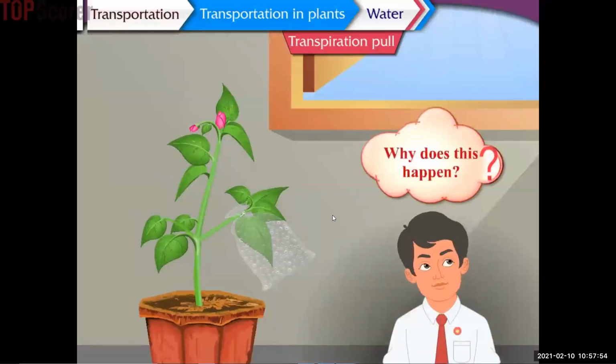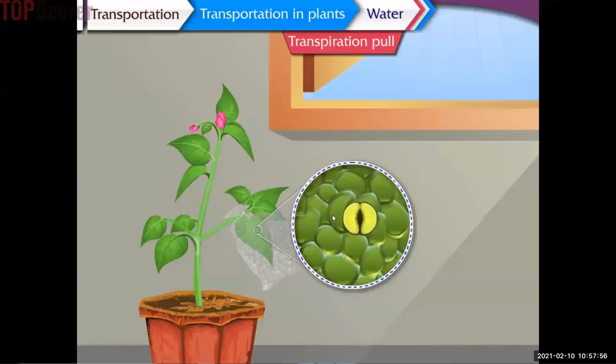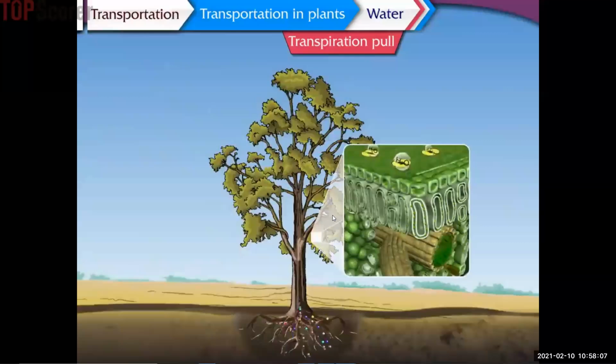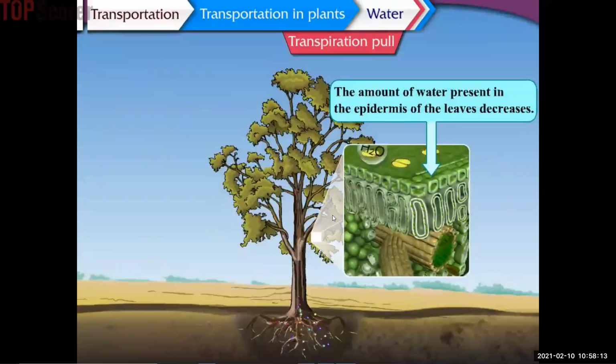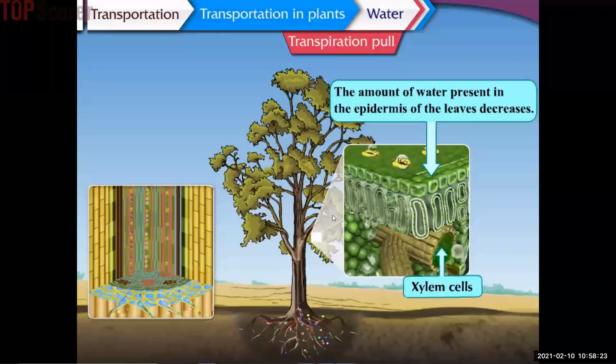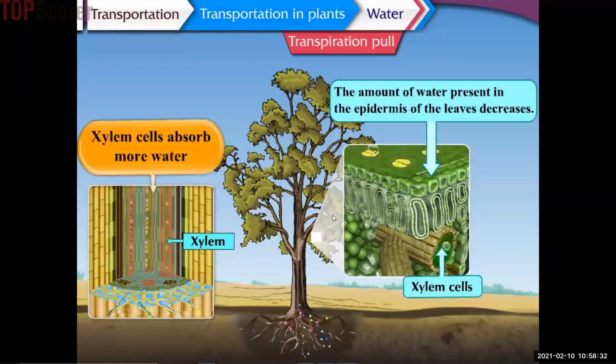Why does this happen? Plants give out water in the form of water vapor through the stomata present in the leaves. This process is called transpiration. Water is given out as water vapor into the atmosphere through the leaves. Thus, the amount of water present in the epidermis of the leaves decreases. In order to replace the water which is lost, water is brought to the leaves through the xylem. This initiates the suction of water from the xylem cells of the roots, and the xylem cells of the roots in turn absorb more water.